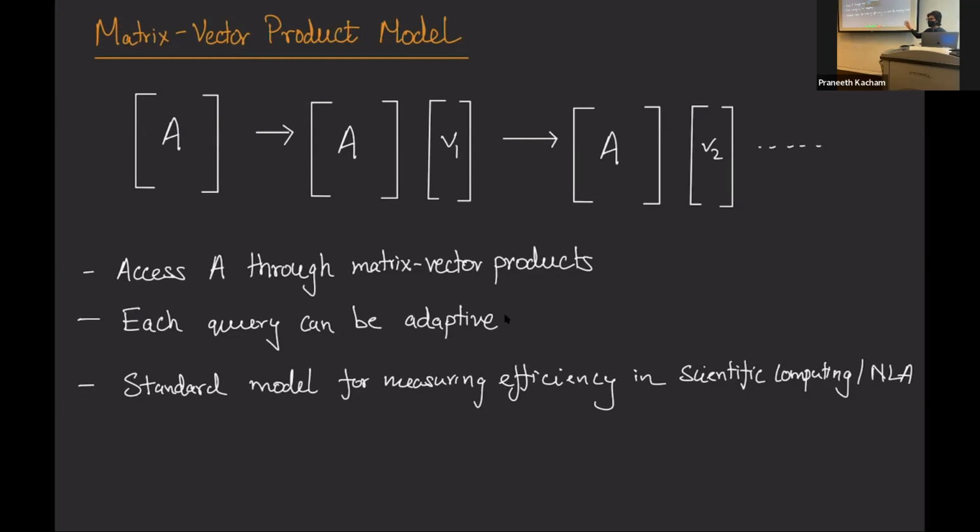And of course, this matrix vector product model can be implemented in RAM, right? Like you can read the whole matrix and explicitly compute the matrix vector product. So it's just a cleaner way to understand algorithms. Does that answer all the questions?